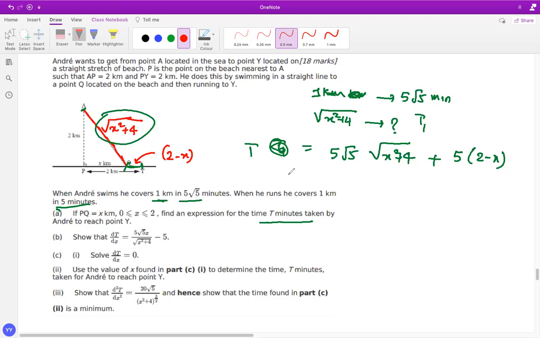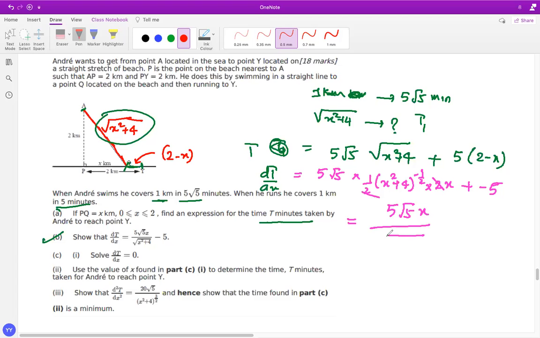Now our next objective is to find the derivative, dt by dx. Let's do the derivative here. When we do, we get the 5 √5 as it is, and the derivative of √(x squared plus 4) is half times (x squared plus 4) to the power negative half times 2x, plus the derivative of this part, which is negative 5. Now this 2 and 2 get cancelled. When you simplify this, you get 5 √5 x over √(x squared plus 4) minus 5. So that's the B part which we get.